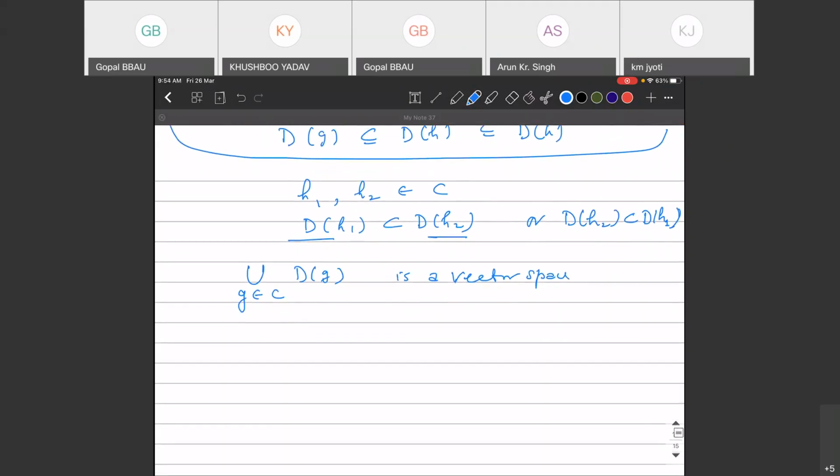Here you know from your vector space theory that if A is a subspace and B is a subspace, then A union B need not be a subspace. For example, this is a subspace, that is a subspace, but the union is not a subspace. Do you know this?